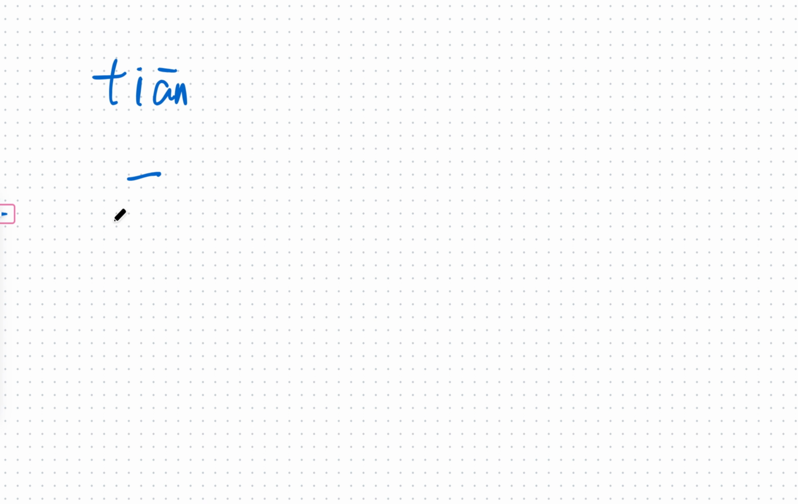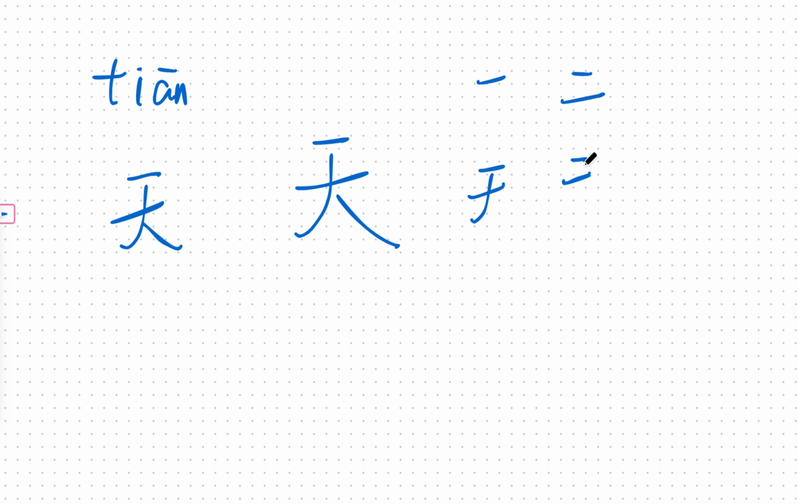So let's go over how you write them. 天: first is a horizontal stroke, then another horizontal stroke, then to the left, then to the right. First, second, third, fourth. Okay? 天.